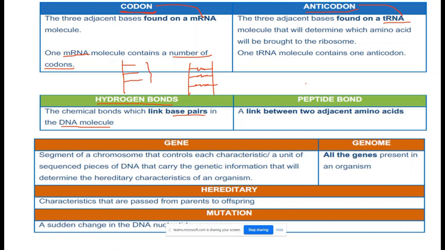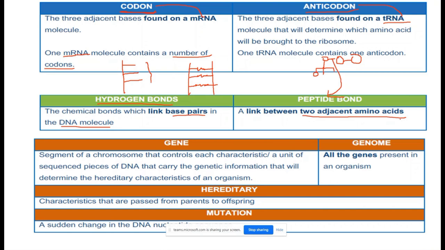But once we form our proteins, and your tRNA picks up the different amino acids, remember your tRNA is a little structure like that. I will do an example. The anticodon would pick up the amino acid, another amino acid, and they are joined together. That bond is your peptide bond between two adjacent amino acids.